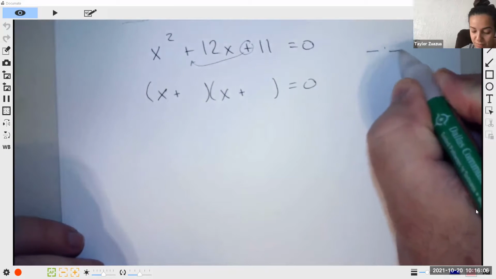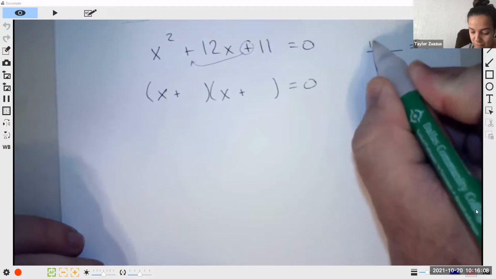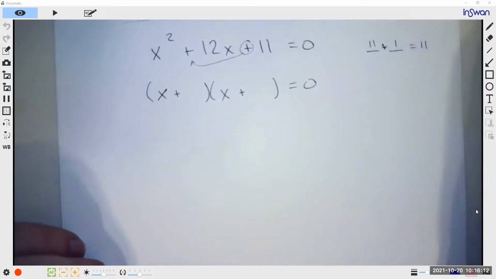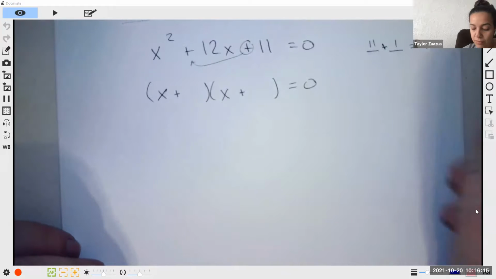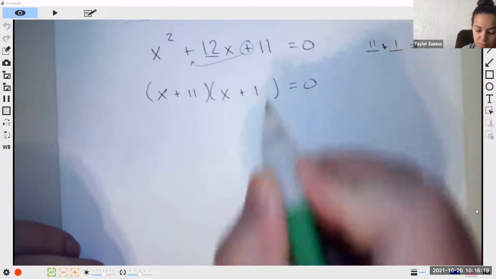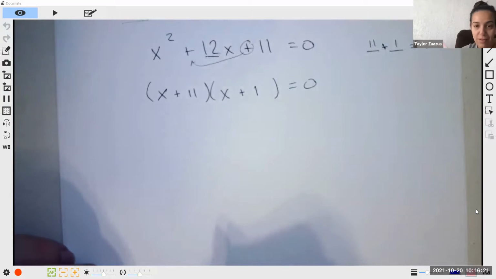So what times what equals 11? 11 times 1. And when you add them, what do you get? When you add them, it's 12, which is what we're looking for. So it's 11 and 1. The bigger one doesn't matter, since both signs are the same.